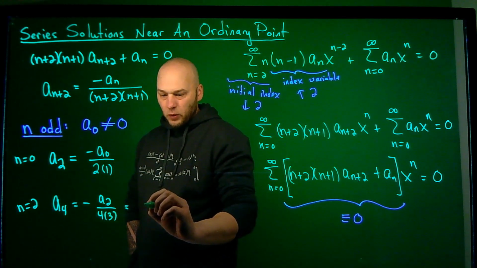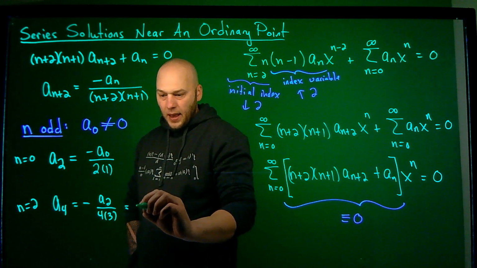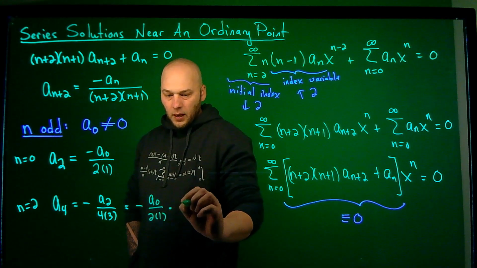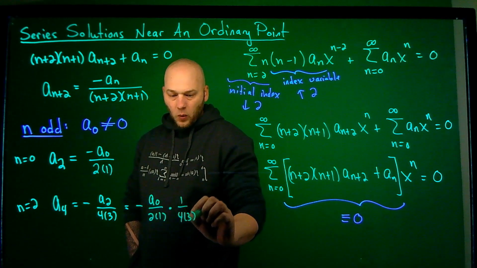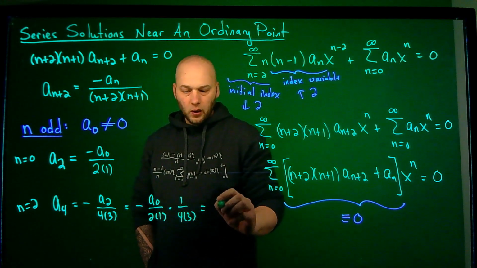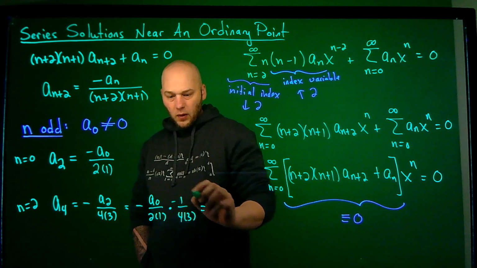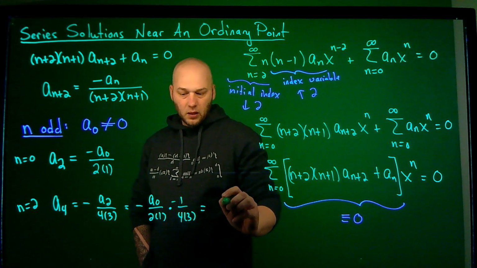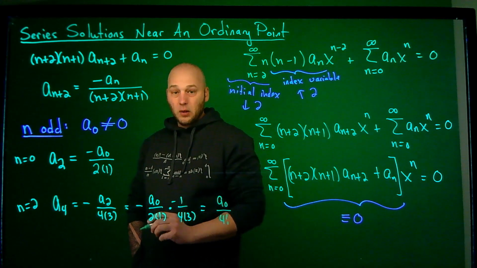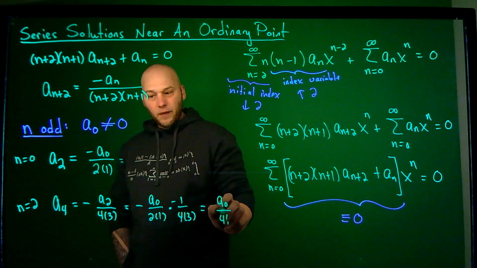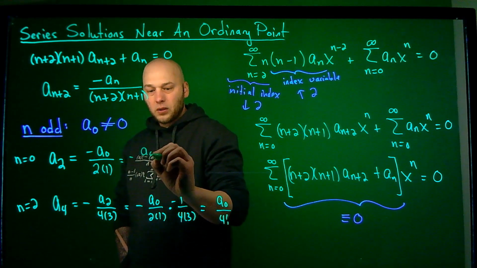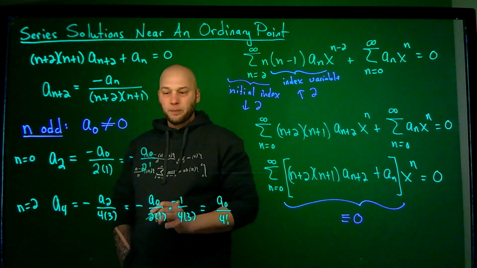Remember, A2, which we found up above, was negative A0 over 2 times 1. That means that this would be negative A0 over 2 times 1 times 1 over 4 times 3, which, of course, I could rewrite as 4 times 3 times 2 times 1, so 4 factorial. And also we had a negative there, which makes this a positive A0 over 4 factorial. If I go back to the previous one then, seeing that I got a factorial, let's write 2 times 1 as 2 factorial, just again to illustrate the pattern.